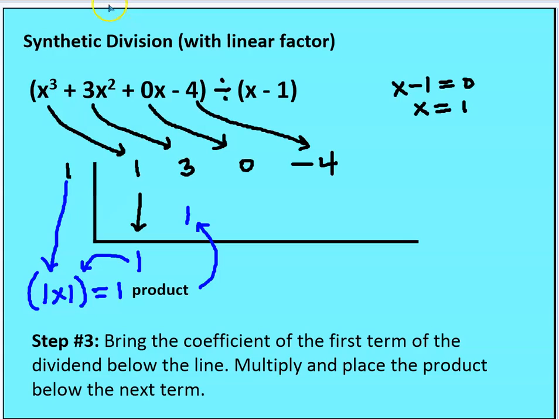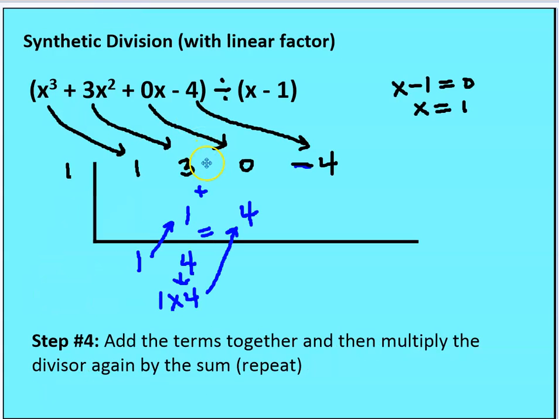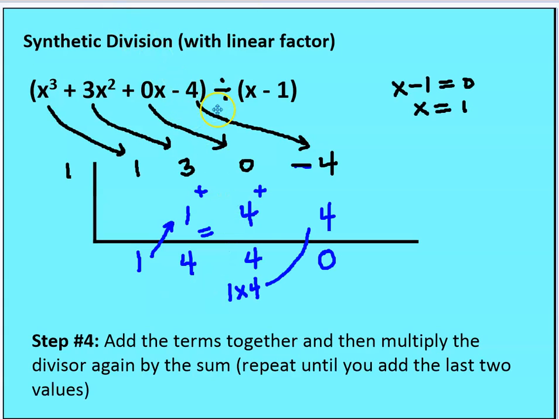Okay? So the next step then is to add top plus bottom. That gives me 4. And then I'm going to multiply that by my linear divisor. 1 times 4 is 4. I'm going to leave that here. And then I'm going to add these two values, these two rows, in the next column. That value becomes 4. I'm going to multiply it by 1. Place that again in the bottom here. I'm going to add these two values together. And this is the end of the synthetic division process.